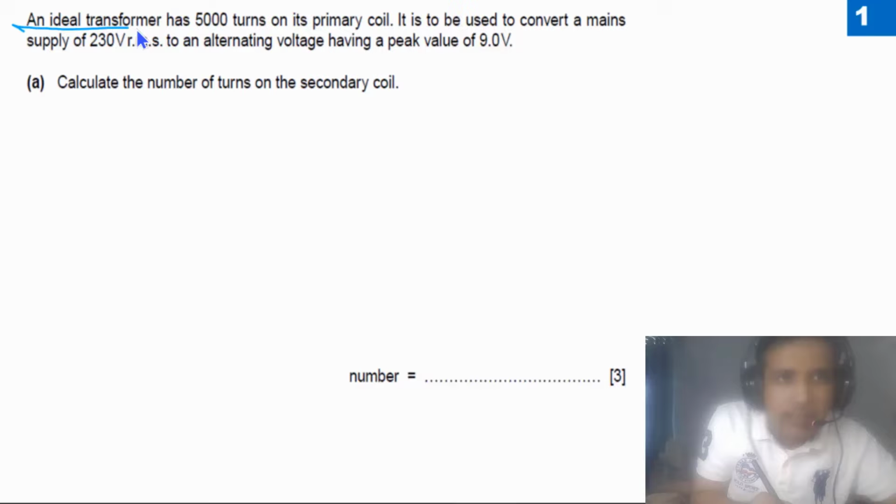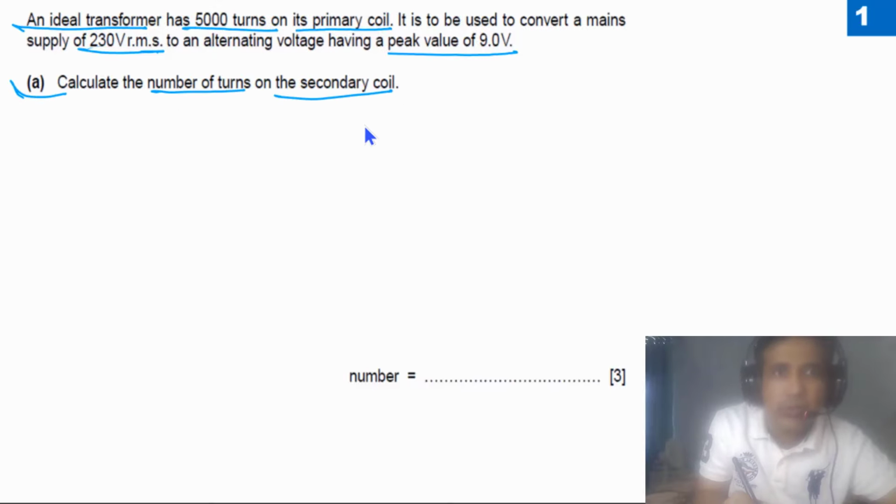Question 1 says an ideal transformer has 5000 turns on its primary coil. It is to be used to convert a mains supply of 230 volts RMS to an alternating voltage having a peak value of 9.0 volts. For part A, we need to calculate the number of turns on the secondary coil.